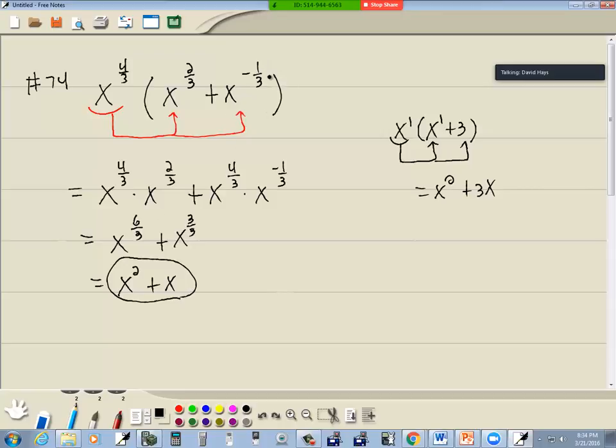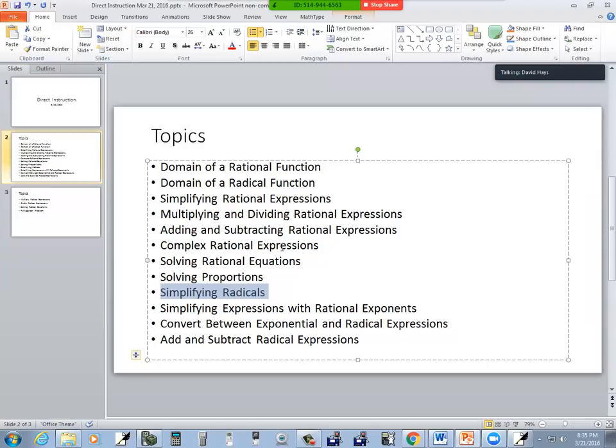Notice I did not focus on getting rid of the negative exponent here. I instead opted to use the distributive property. Again, it doesn't matter the order, just as long as you do a valid property, a valid math operation, then you'll get to the same answer. Now, that's simplifying expressions with rational exponents.